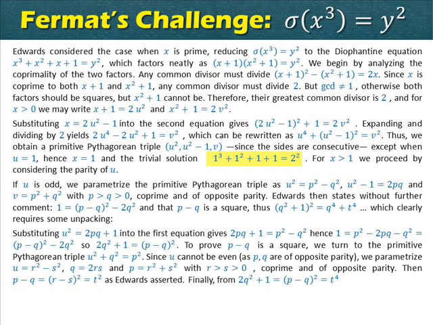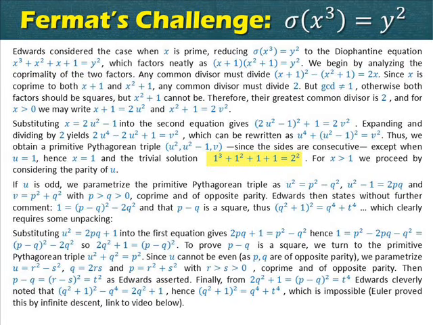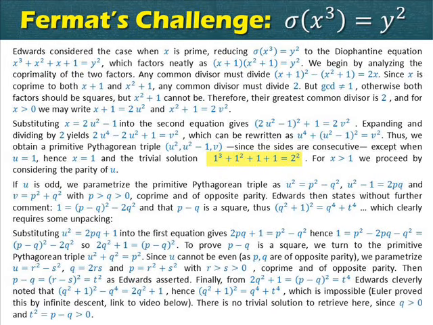Finally, from 2q squared plus 1, we reach t raised to the fourth. Edwards cleverly noted that the square of (q squared plus 1) minus q raised to the fourth equals 2 times q squared plus 1. Hence, the square of (q squared plus 1) equals q raised to the fourth plus t raised to the fourth, which is impossible. Euler proved this by infinite descent. There is no trivial solution to retrieve here, since q and t squared are both bigger than 0.